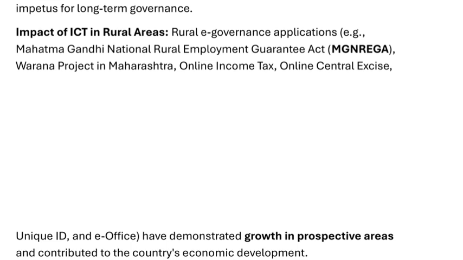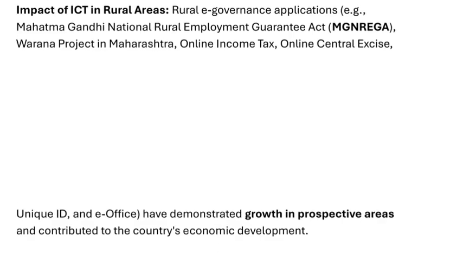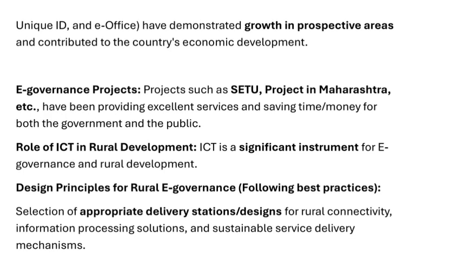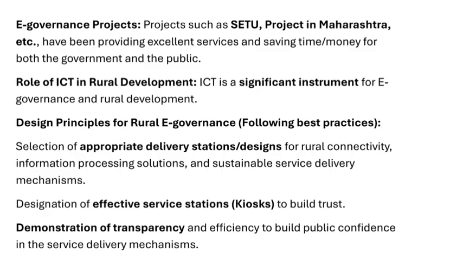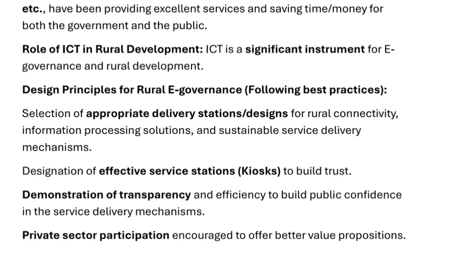Impact of ICT in rural areas. Rural e-governance applications, e.g., Mahatma Gandhi National Rural Employment Guarantee Act (MNREGA), the Warana project in Maharashtra, online income tax, online central excise, unique ID, and e-office, have demonstrated growth in prospective areas and contributed to the country's economic development. E-governance projects such as the SETU project in Maharashtra, etc., have been providing excellent services and saving time and money for both the government and the public.